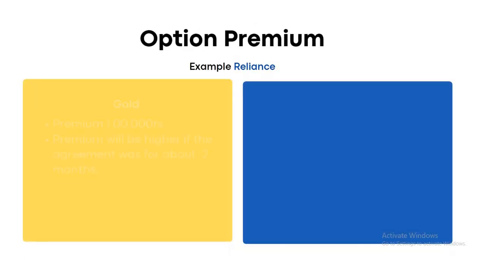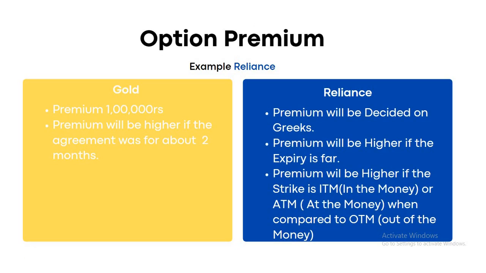The next terminology is option premium. In the example of gold, I've also discussed this topic in episode 1. Here we're going to talk in a little more detail. In the example of gold, 1 lakh rupees was the premium, okay, and this premium will be affected by different factors. If the gold trade was for about 2 months or 3 months, the option premium would obviously increase, because there will be high chances that the gold price will increase over a longer duration of time.